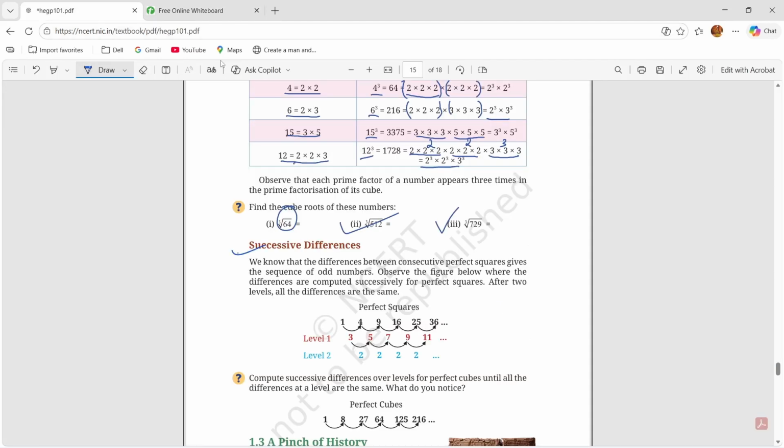Now next is successive differences. We know that the differences between consecutive perfect squares gives the sequence of odd numbers.